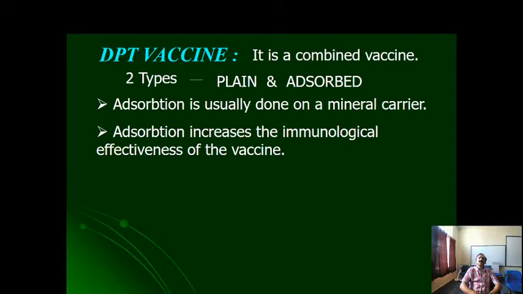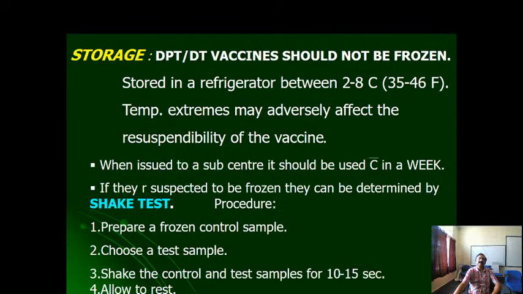So the DPT vaccine is of two types, plain and absorbed. The absorbed is usually done on a mineral carrier, aluminium normally. Absorption increases the immunological effectiveness of the vaccine. The storage has to be done at 2 to 8 degrees. Temperature extremes may adversely affect the potency of the vaccine. When issued to the sub-center, it should be used within a week.